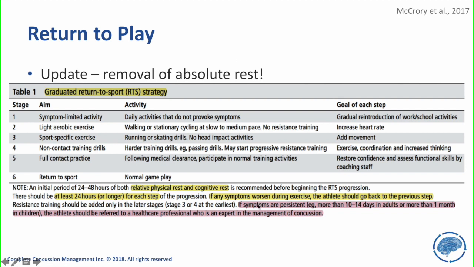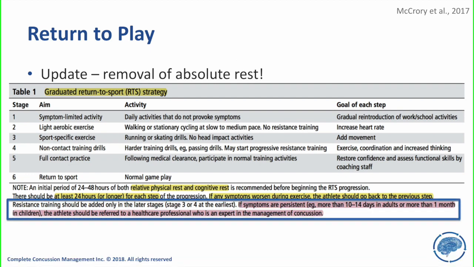And you can see here, and this is where therapy becomes extremely important. If symptoms are persistent, more than 10 to 14 days, the athlete should be referred to a healthcare professional who is an expert in the management of concussion. And the reason is because what we're finding is that rehabilitation initiated earlier on is more beneficial. And I'll show you some studies coming up here, but that first 10 to 14 days, if they're still symptomatic, they should be getting rehab from a trained therapist. And I'll show you guys all that stuff as we go forward here.